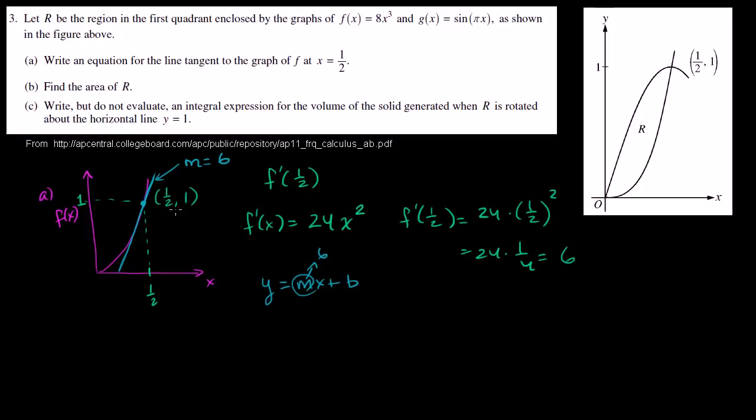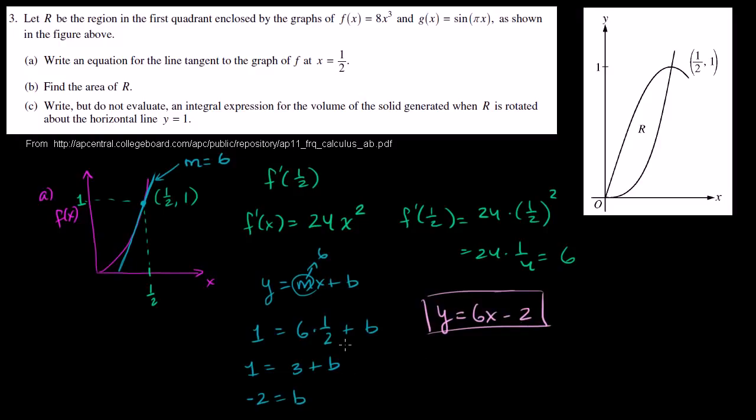Then we can use the fact that the line goes through the point 1/2, 1 to figure out what b is. When x is 1/2, y is 1. If I take x is 1/2, I multiply it times the slope, plus the y-intercept, I should get 1. And so I get 1 is equal to 3 plus b. I can subtract 3 from both sides, and I get negative 2 is equal to b. So the equation of the line is going to be y is equal to 6x minus 2. That is the equation of the tangent line.